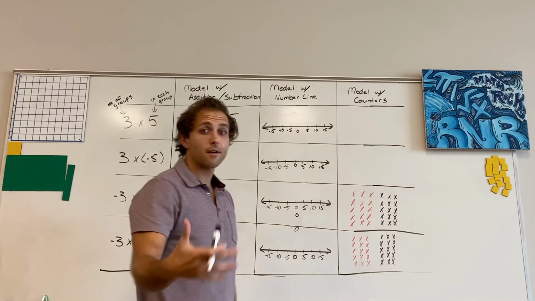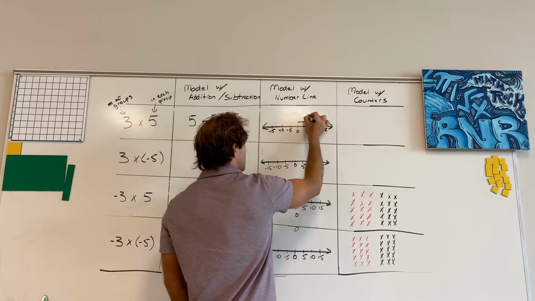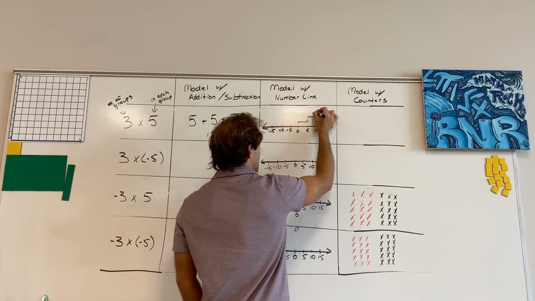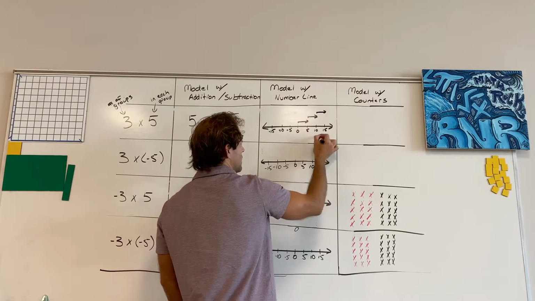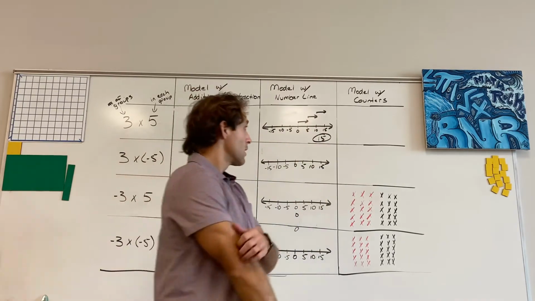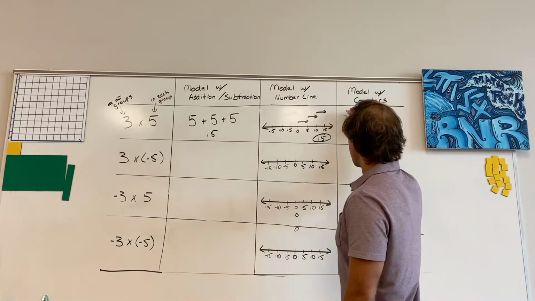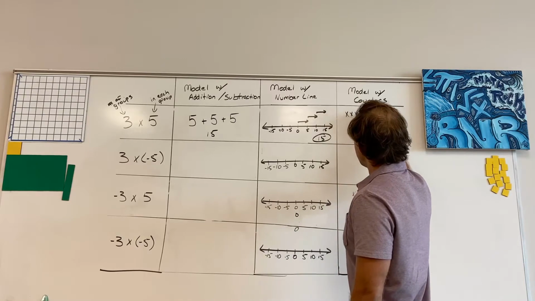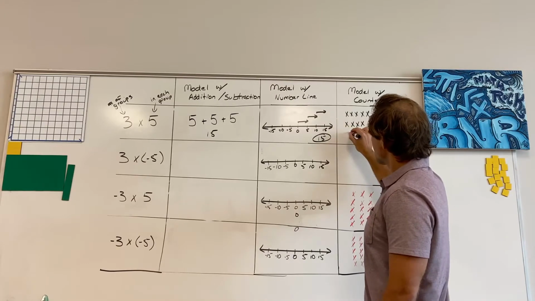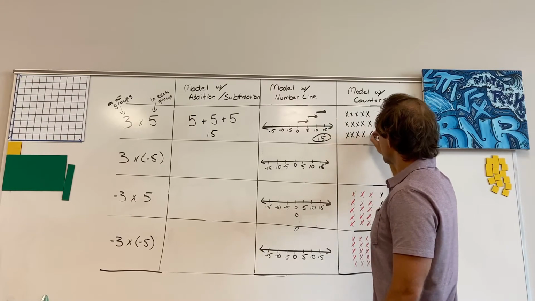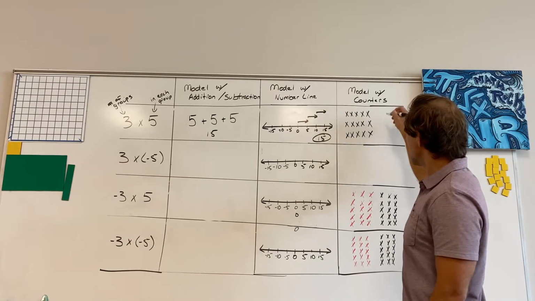We could model that on a number line. It would look like a vector of 5 to the right, a vector of 5 to the right, and another vector of 5 to the right, and we would be at 15, and that's our product. We could model that with counters. You would say that I have one group of 5, a second group of 5, and then a third group of 5, which gives me a product, or if I were to count these, a sum of 15.